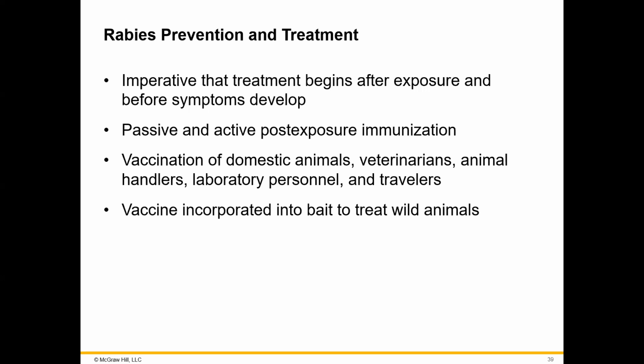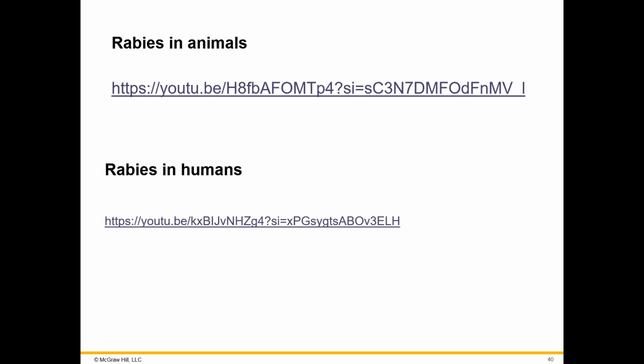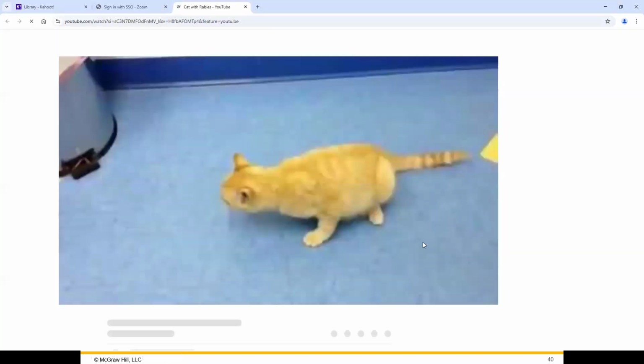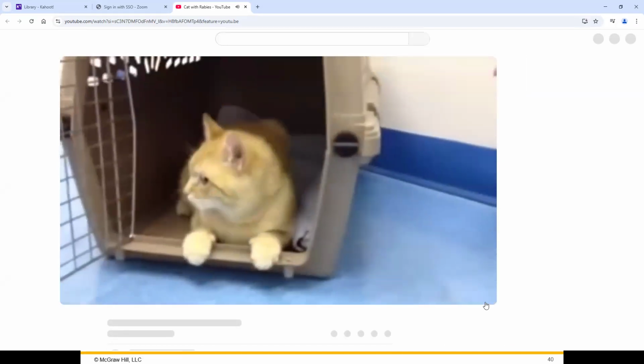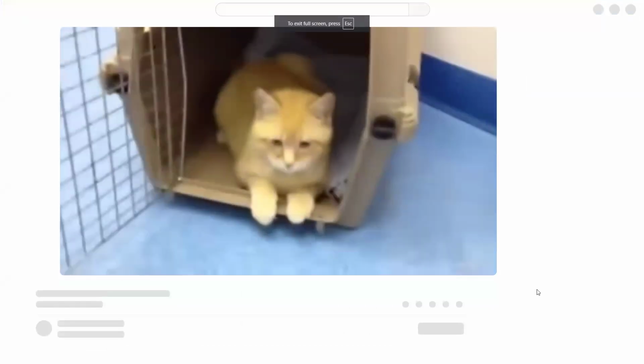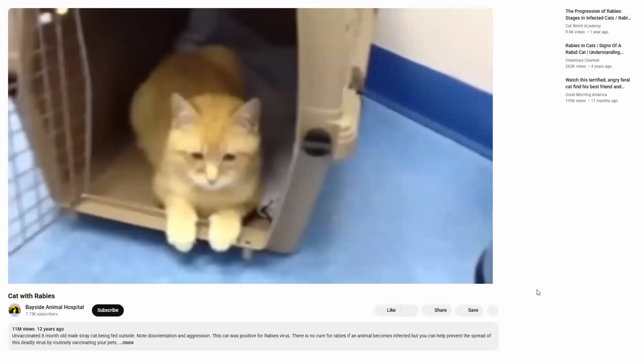Anybody that's handling animals on a regular basis will also be vaccinated typically, especially if you're going to be handling what could potentially be rabid animals. There are vaccine programs where we drop bait into certain areas to do that. So there are some videos about rabies in animals and in humans. There's a video about a human that died of rabies down here that I'm not going to play, but I am going to play the video of the cat that has rabies so you can see what it would look like. So this is a little cat. That is exhibiting kind of classical signs of later stage rabies.